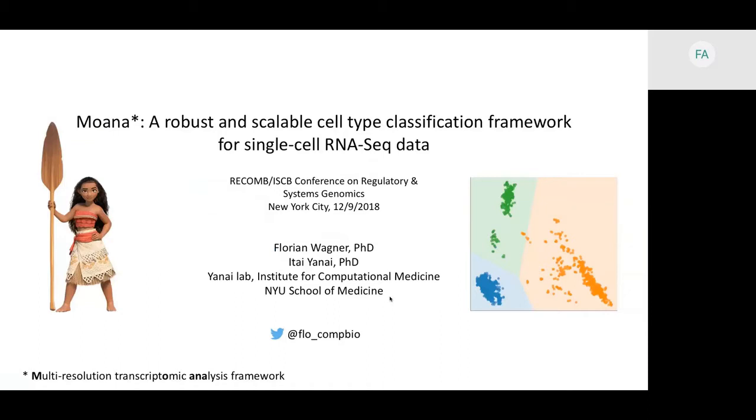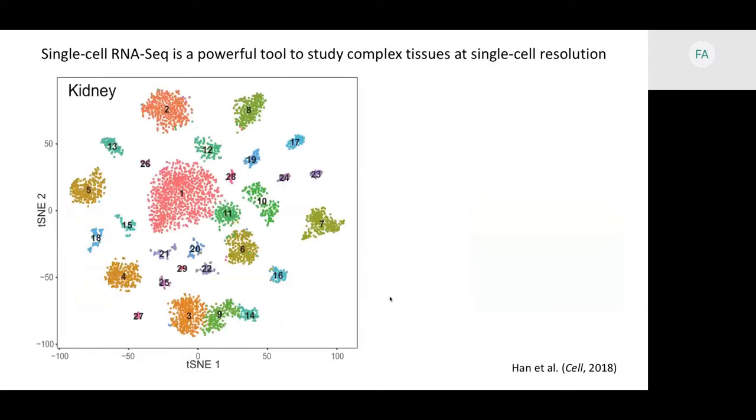Okay, so thank you to the organizers for this amazing event, and thank you for the opportunity to present my research. I'm going to be talking about a machine learning framework that we've been developing to define cell types in single-cell RNA-Seq data called Moana. And so we all know that single-cell RNA-Seq is an extremely powerful tool to study complex tissues.